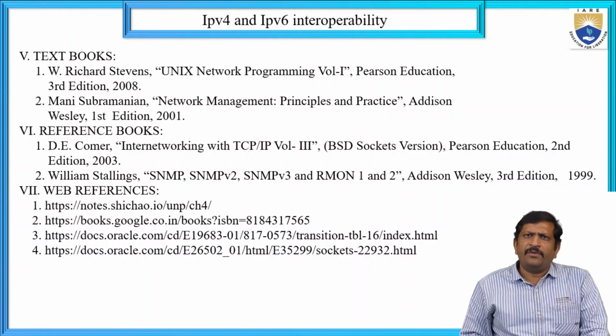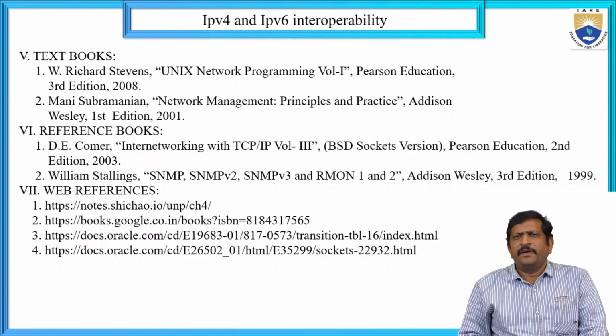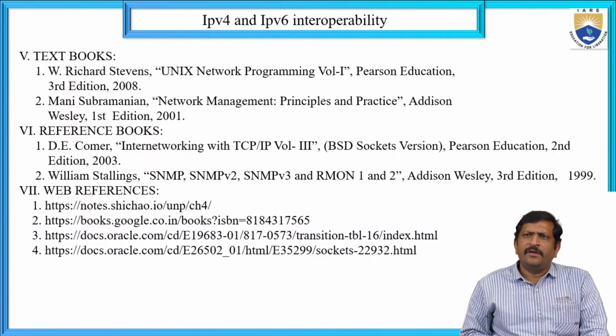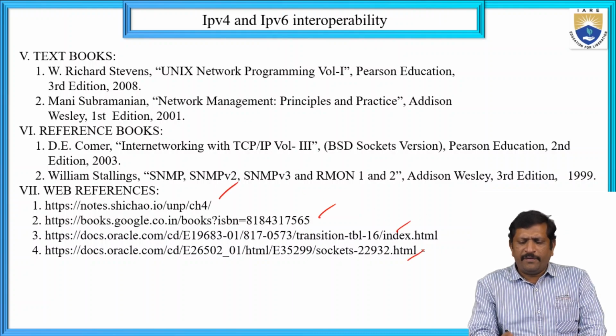Here are the textbooks: HTML, Unix Network Programming, and Subramanian, Network Management: Principles and Practices. References are Internetworking with TCP/IP, SNMP, SNMPv2, SNMPv3, RMON, 2nd edition or 3rd edition, 1999. These are all the reference books and web references.